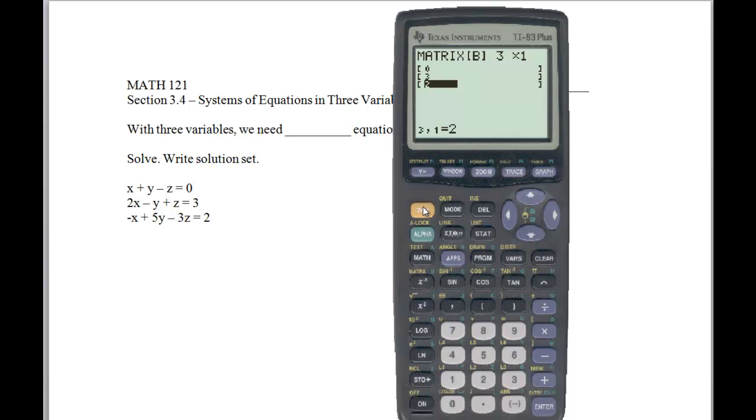And now I can go and quit. Notice there's the word quit right there. I'll go second mode to quit. And then I need to get that inverse of A times B on the screen. So I'm going to go second inverse.